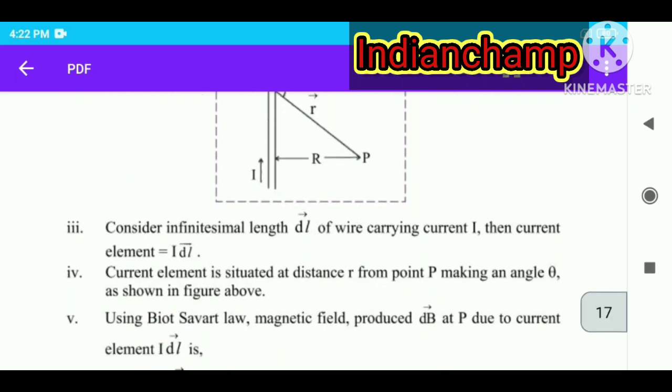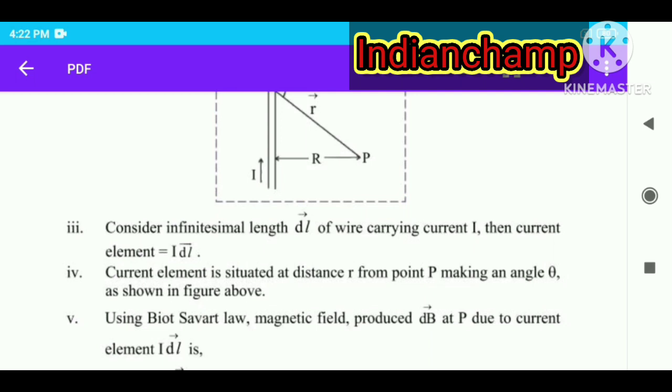Third, consider an infinitesimal length dl bar of the wire carrying current I. The current element is I dl bar. Fourth, the current element is situated at a distance r from point P, making an angle theta as shown in the figure above.